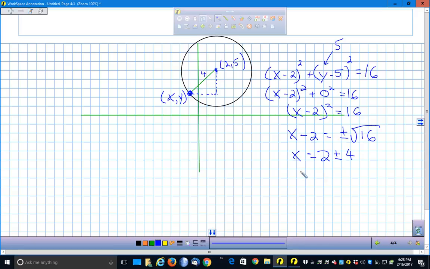And what does that mean? That means x is either 2 plus 4, which is 6, or x is 2 minus 4, which is negative 2. That tells me that when y is 5, x is 6 or negative 2. So if I go up here, this is the center, 2, 5. When y is 5, a point on the circle is 6, 5 over here, and this point over here is negative 2, 5. You can see from the graph that those are indeed those 2 points.